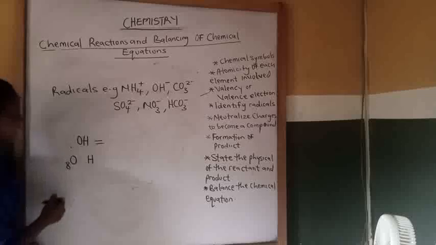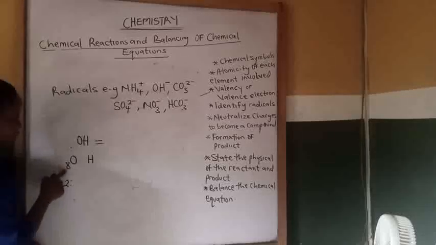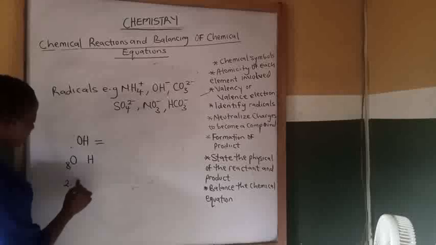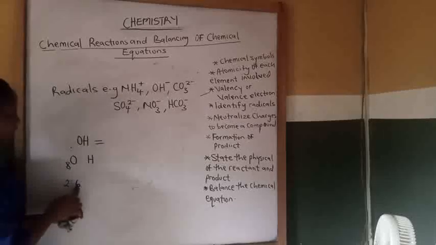Oxygen is number 8. So what is the number of valence electrons for oxygen? The first shell will carry 2 out of 8 electrons. Then the second shell will carry 6, 8 minus 2, that is 6. So the second shell now needs 2 more. It needs 2 electrons to balance.